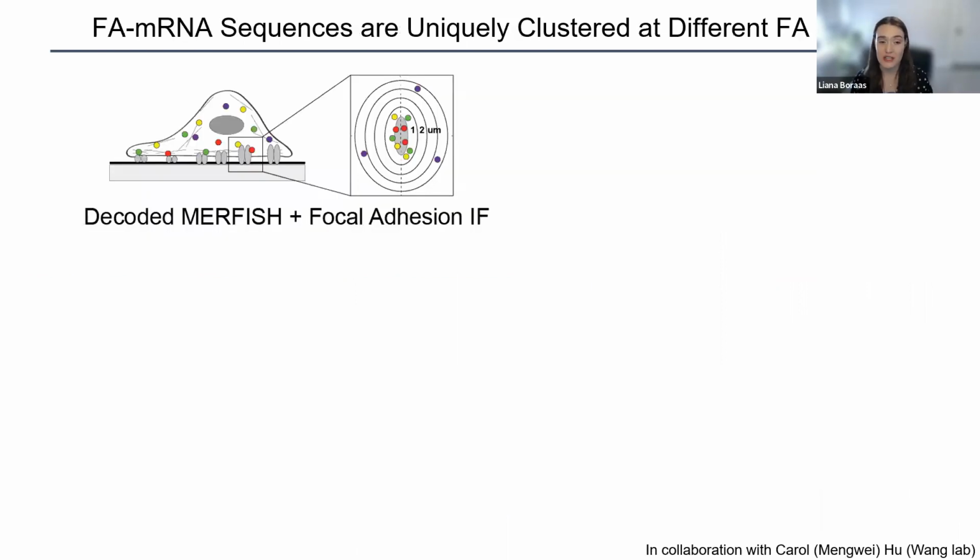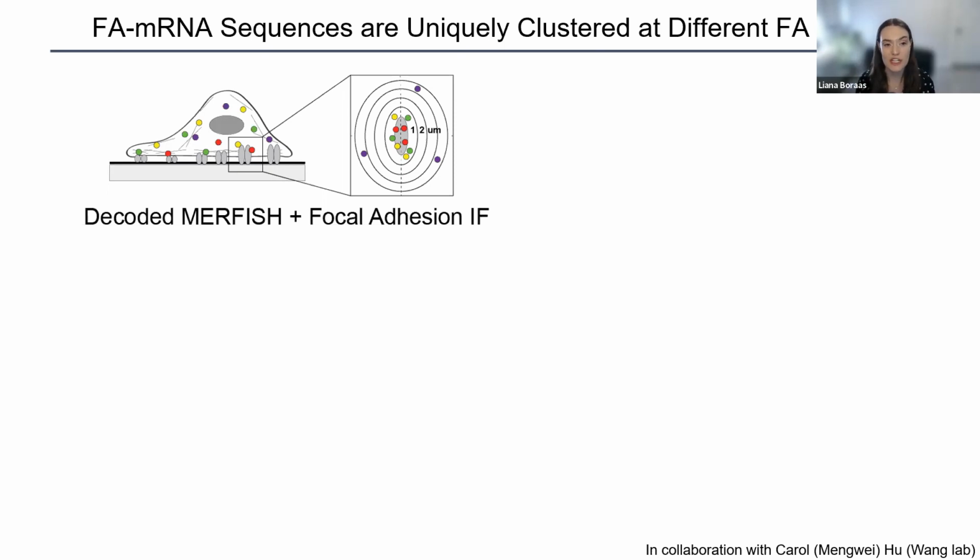Now, unfortunately, with single molecule FISH, as I mentioned, you can only look at one RNA at a time, but we had a collaborator, Stephen Wang, who's in the genetics department at Yale University, and I worked closely with his PhD student, Carol, to do a technique called MERFISH. MERFISH, or multiplexed error robust fluorescence in situ hybridization, is essentially a technique that allows you to look at multiple mRNAs in the same cell at the same time.